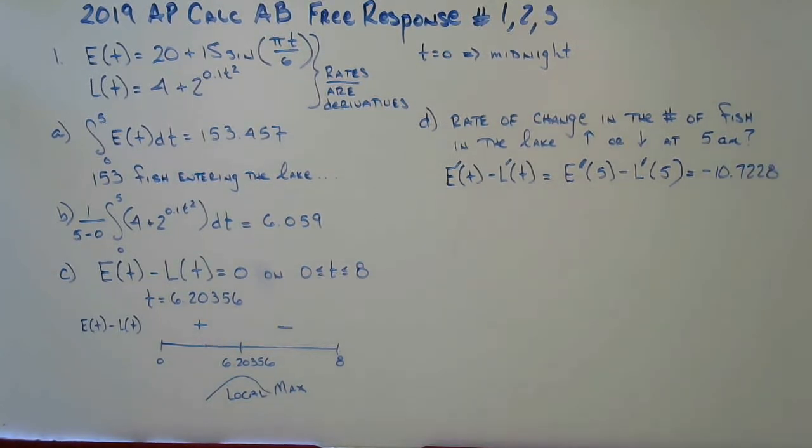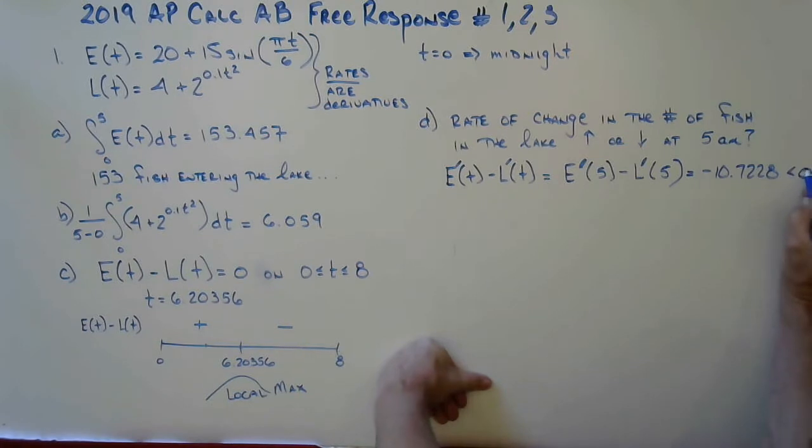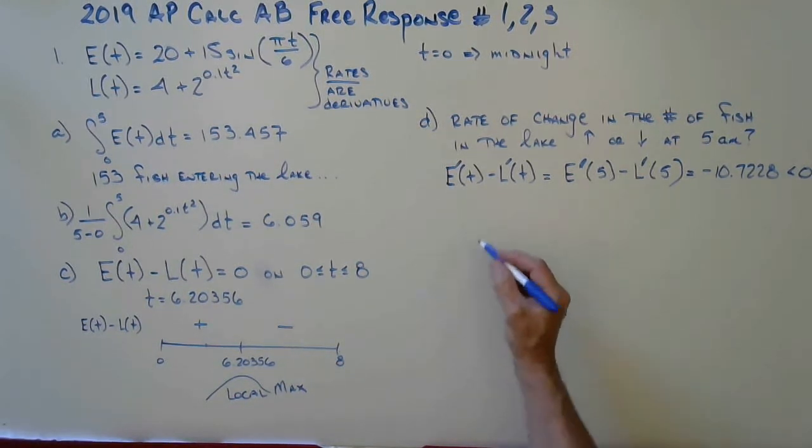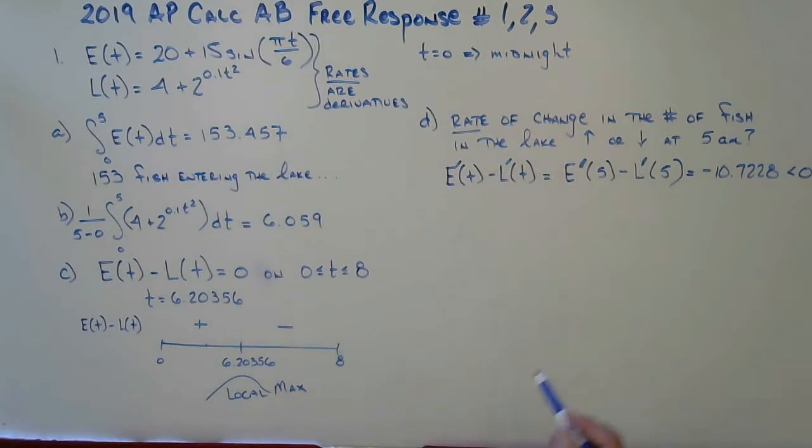Now that's less than 0, that's negative. So, because it's less than 0, the number of fish in the lake is decreasing, I'm sorry, that is wrong. The rate at which the number of fish in the lake is changing at t equals 5 is decreasing.